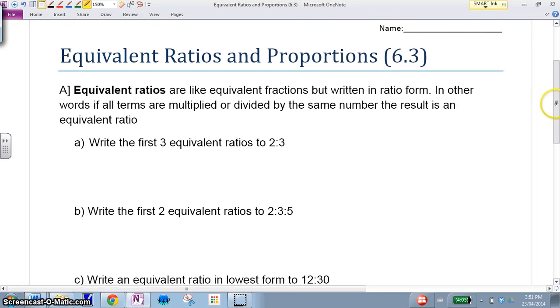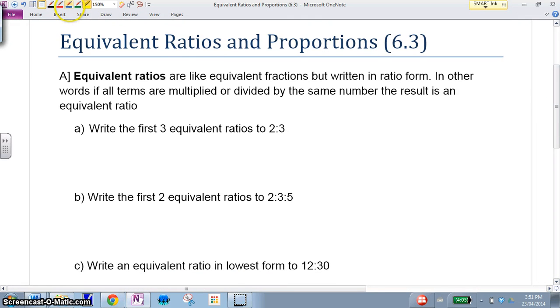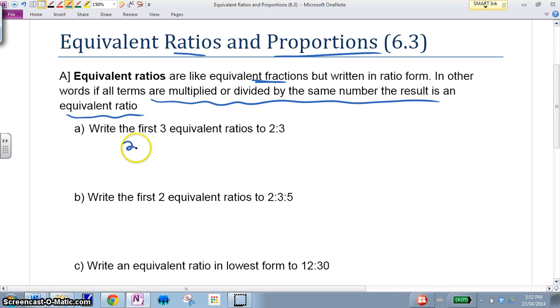Alright, we're looking at a couple of things here using ratios. We're going to set up something we're going to call proportions here. Equivalent ratios are like equivalent fractions, but written in a ratio form. In other words, if all the terms are multiplied or divided by the same number, the result is an equivalent ratio. Remember the fractions we talked about, multiplying at the top and bottom by the same thing.